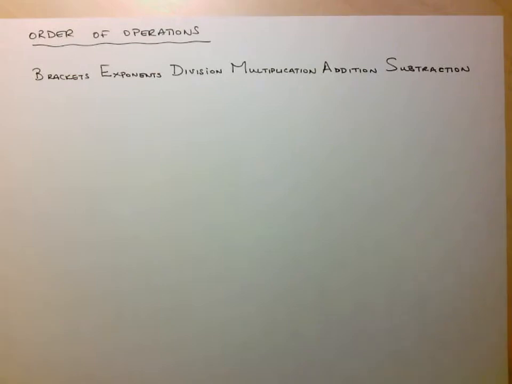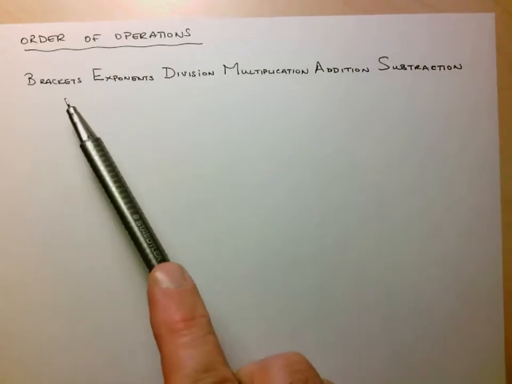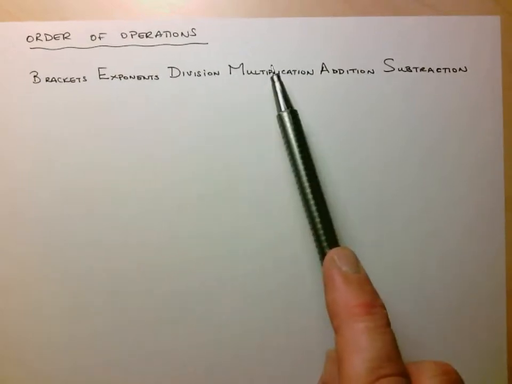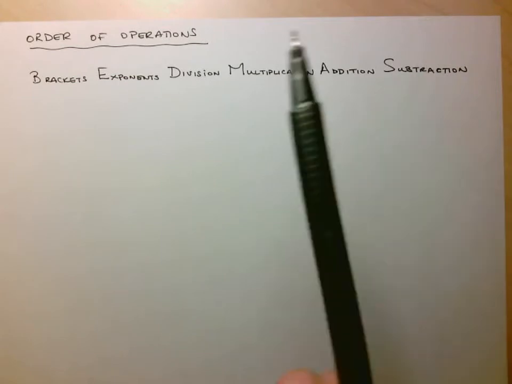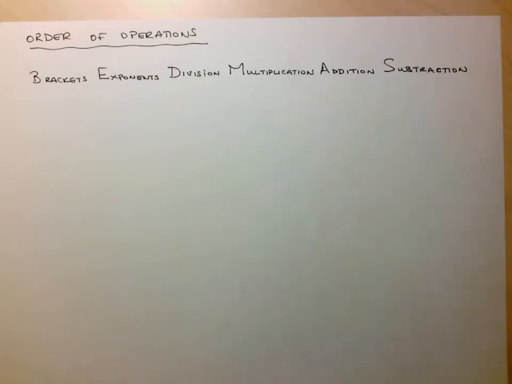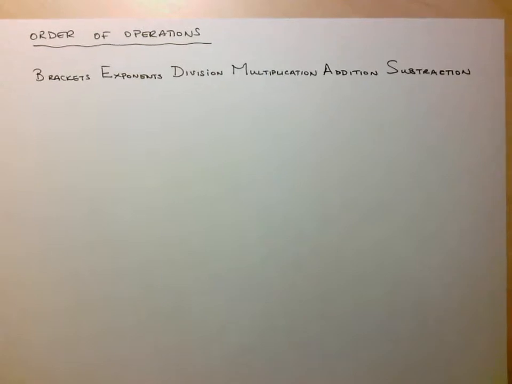Hi folks, we're now going to take a look at order of operations. The operations we're talking about are brackets, exponents, division and multiplication, addition and subtraction. As you move on through high school, you'll see that there are other operations that we can perform on numbers, but we're going to stick with these basic ones here.